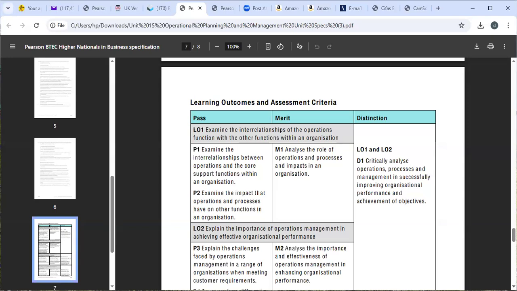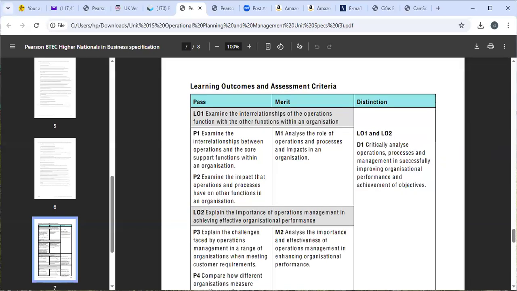So for LO1, what's the submission format? Is it just answering the questions in Word? Normally, yes, it should be in a Word document. And is that for all the questions, all the LOs? Yes, for all the LOs. Okay then.